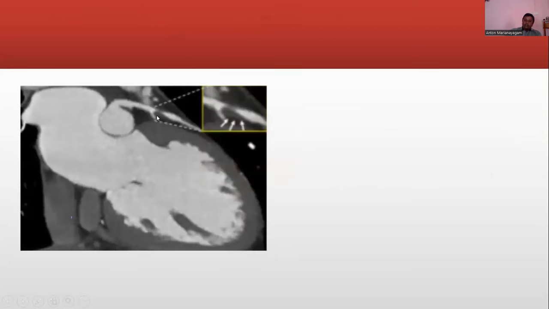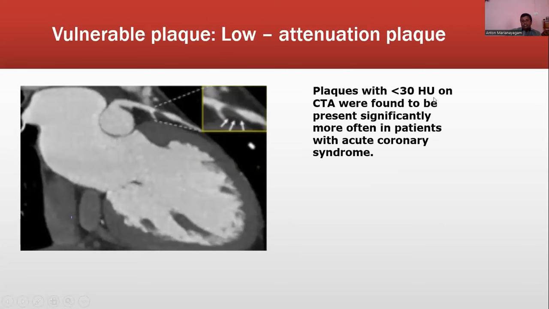Now, this is another characteristic of a vulnerable plaque. You see, this is a plaque, and this plaque is a bit dark. If you measure the HU value of this plaque, it causes even a moderate luminal narrowing, but this is an isolated plaque. If you measure the attenuation value, it will be around 30. That means this is a fat-rich plaque, which is vulnerable. So less than 30 HU in CT angiogram is vulnerable.